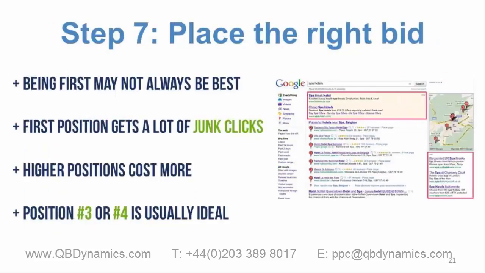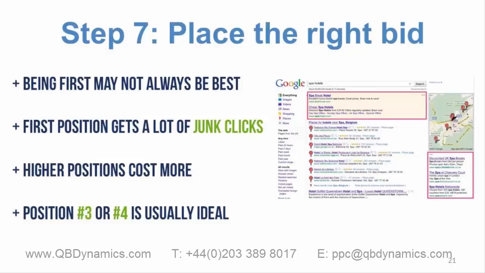Now, step 7 is place the right bid. This is the way PPC advertising works. If you bid highest along with a combination of other factors, you can try to bid your way to the top by your willingness to pay more per click than your competition. Now, this doesn't necessarily guarantee a position in the top spot, but it's a big part of how you do get to the top.